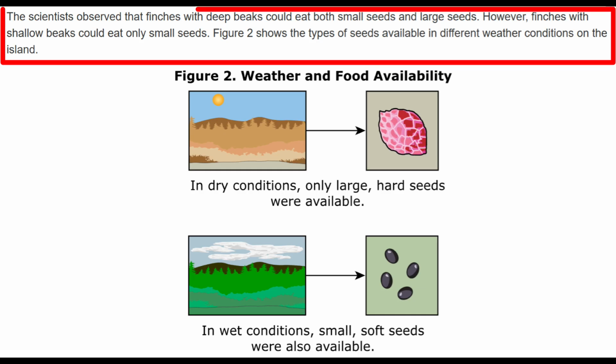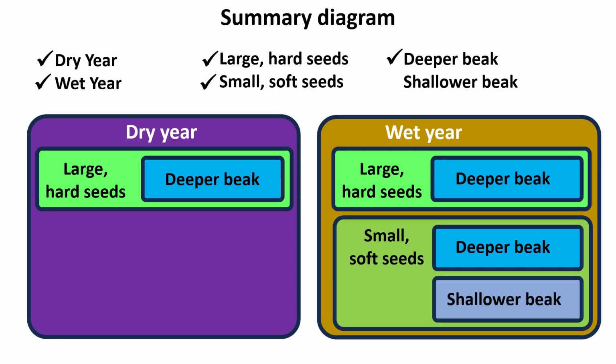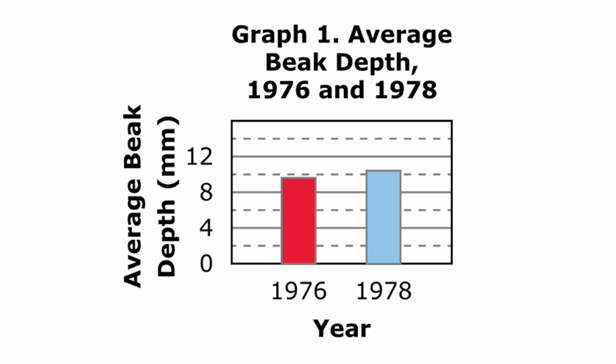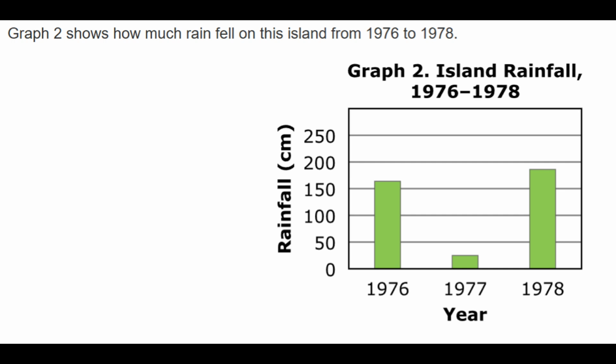The second sentence tells us where to write the shallower beak item. It says, however, finches with shallower beaks could eat only small seeds. So we'll draw a box inside the small, soft seed box and write in the item, shallower beaks. Now we can make a check next to the shallower beak item. The answer options don't appear to ask about the size of the beak depth. So there's no reason to write the numbers from Graph 1 into our diagram. Likewise, the question doesn't refer to Graph 2, so there's no need to analyze it for this specific question.